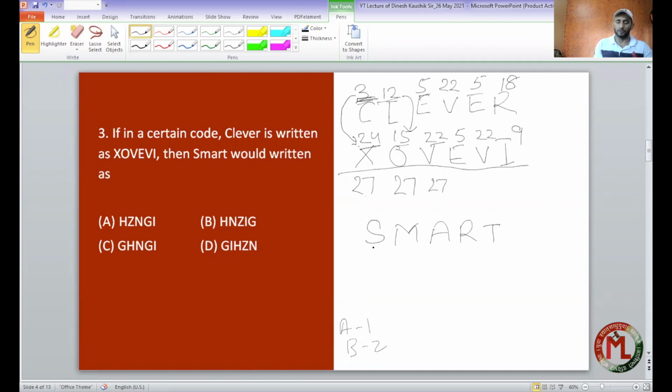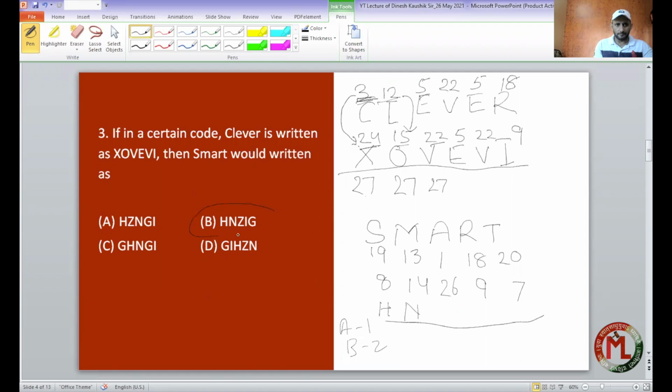I am writing their relative positions. S is 19, M is 13, A is first, R is 18, T is 20. We know that the sum of the positions should be 27. So 19 is replaced by 8, 13 plus 14 is 27, 1 plus 26, 18 plus 9 is 27, 20 plus 7. So right there, 8 will be H. 14th is N. Now from here only you can check in the options.